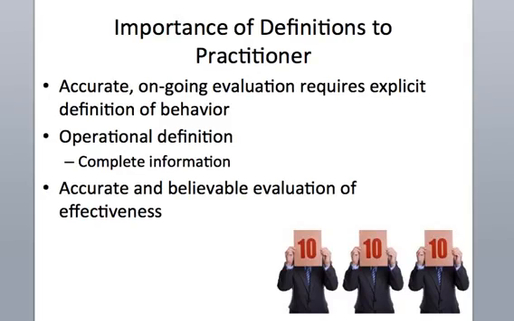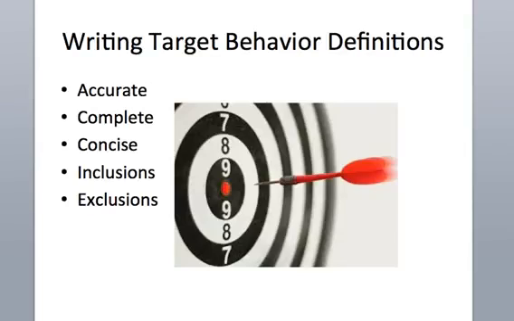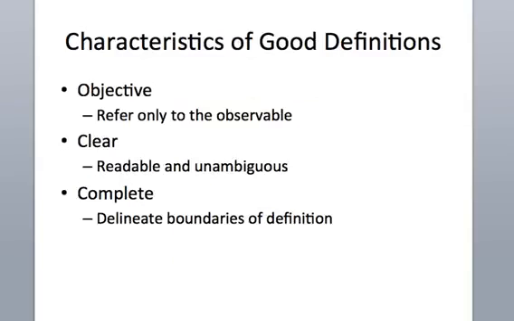And in order to do that, we must have an explicit definition of behavior. We need to have an operational definition, and that means that it's got complete information. It's a usable definition that's very complete that we can use. And then it has to be accurate and believable in terms of evaluation of the effectiveness. So when we write our target behavior definitions, what we want to look for is that it is accurate, it's complete, the definition is concise, and then we're clear about what is included in the behavior and what is excluded from the behavior. With our characteristics of good definitions, it is objective.